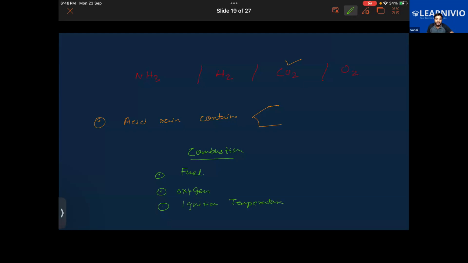Okay, now so combustion will not take place if any one of these things is not available there. These are the three elements that are required, and these three are also referred to as the fire triangle. These three elements, fuel, oxygen, and ignition temperature, are referred to as the fire triangle. If any of these elements are not available, combustion will not occur. Hence there will be no fire.